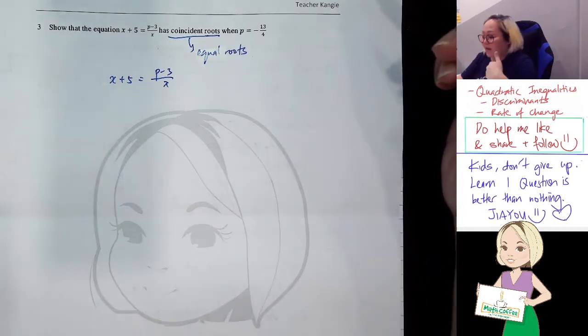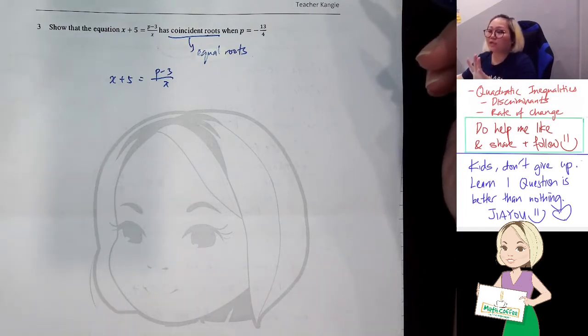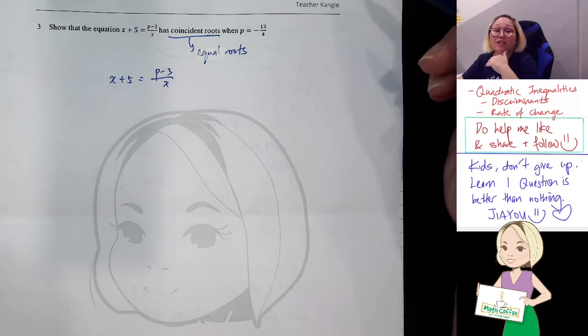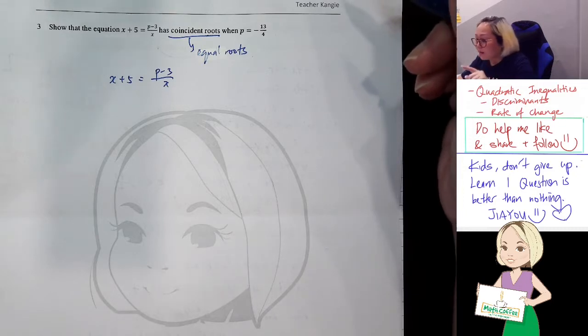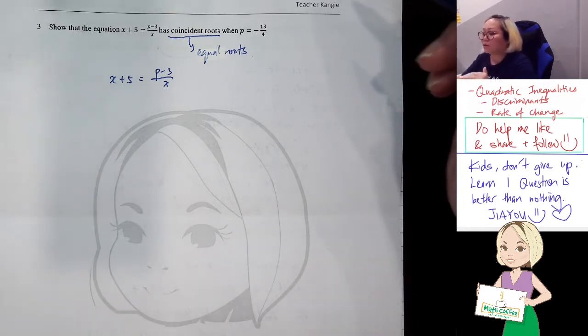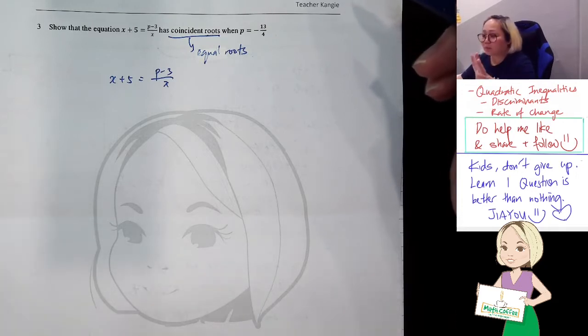Graph above the x-axis means that it is always positive. If it's always positive, your discriminant is less than 0, because it does not cut the x-axis, and not cutting the x-axis means no roots. Understand? So above the x-axis is always positive, which means it is a happy face, a is more than 0, as well as discriminant is less than 0 because there are no roots.